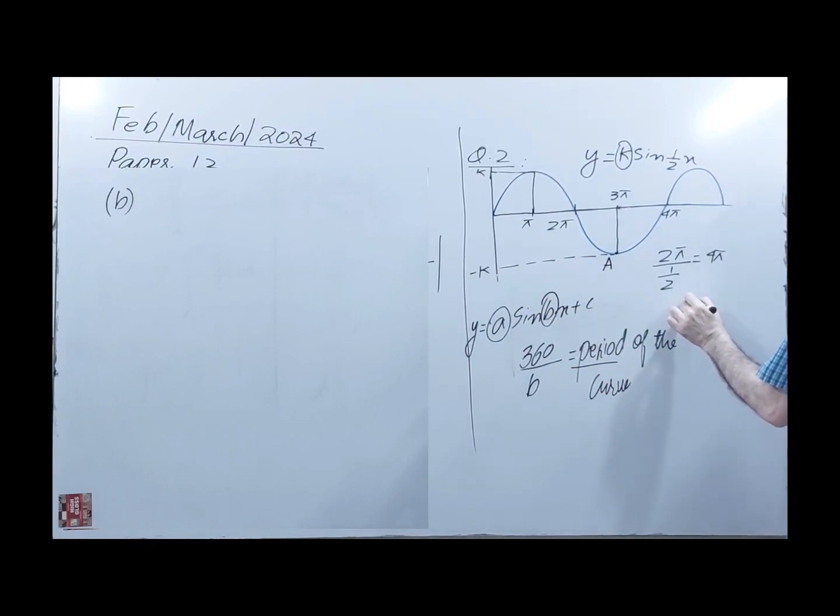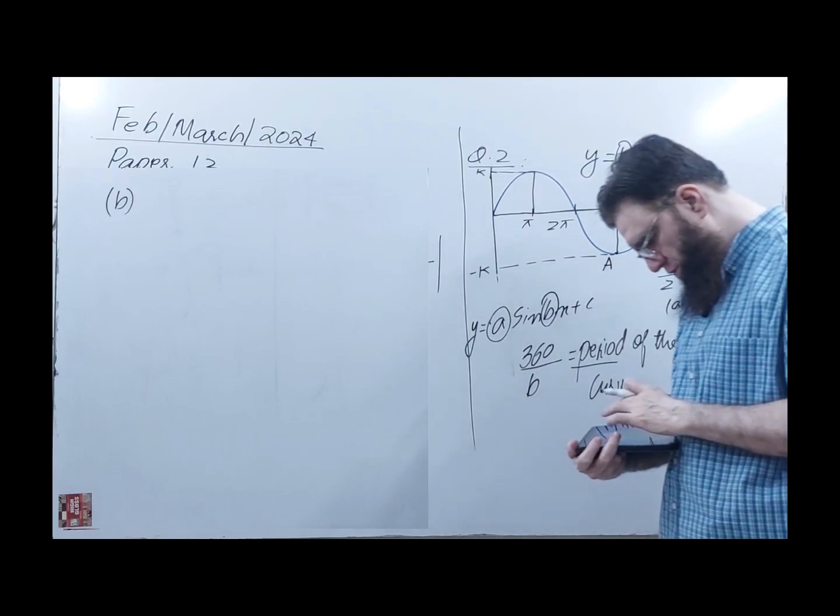This is part 1. In part 1, we have been asked to find the coordinates of A in terms of k. So x is 3 pi and y is minus k. This is part 1 of this particular question.